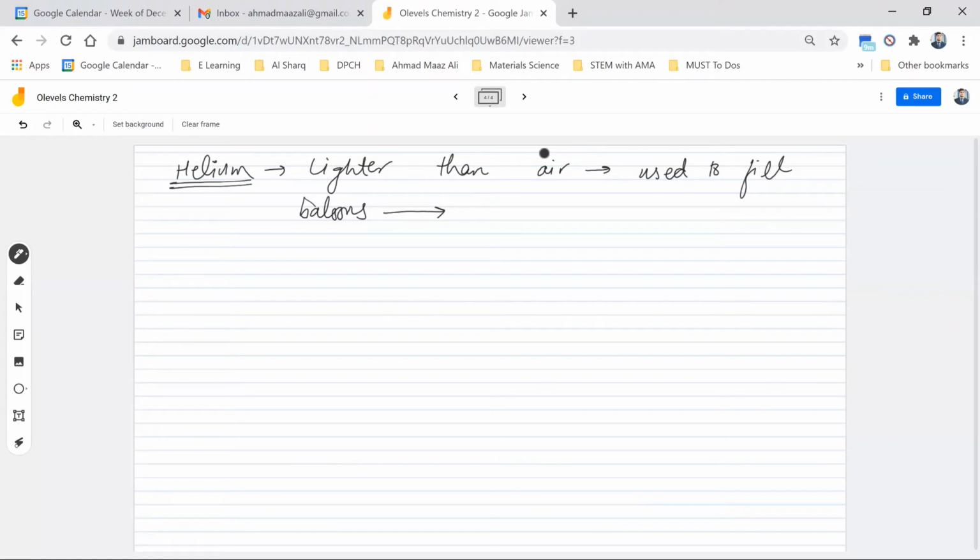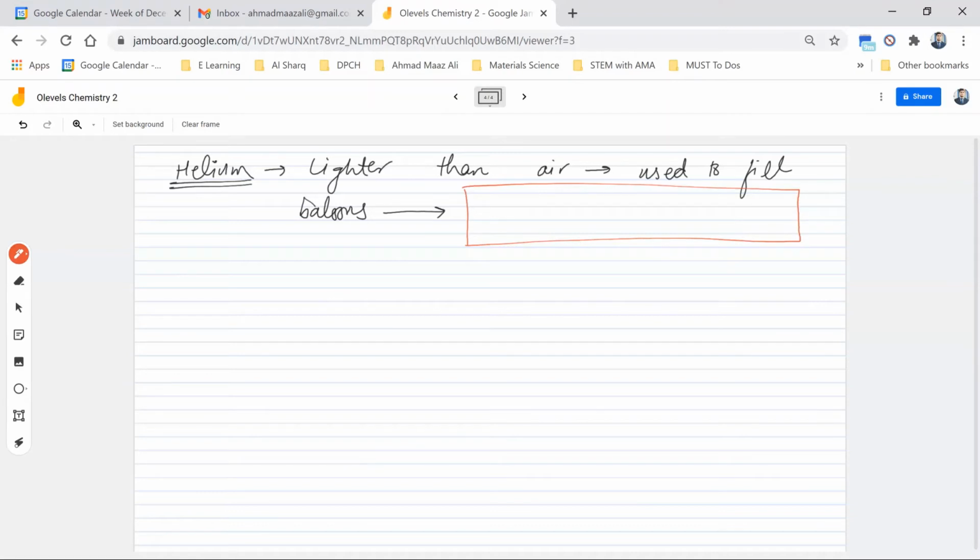Yes, Hafsa, you wanted to say something? Because it is reactive. That is a good point. The problem, or basically the advantage, is that helium won't catch fire. Right? Hydrogen catches fire. Hydrogen is highly combustible.